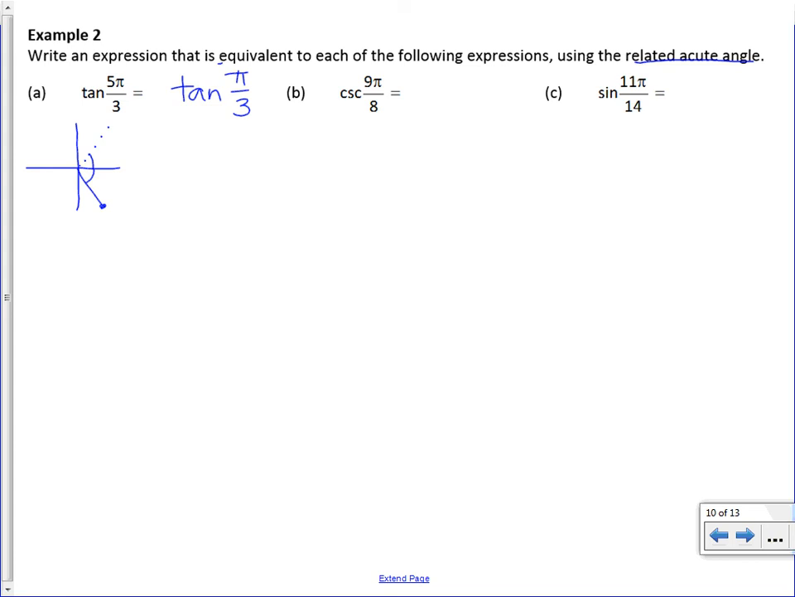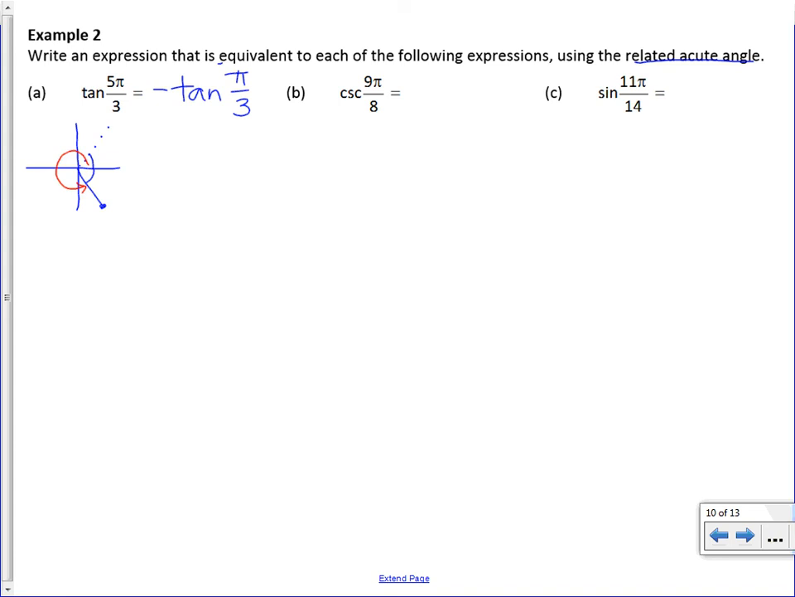So part 2 done. Now part 3 is, the 5 pi over 3 is a quadrant 4 angle. In quadrant 4, tan is negative. So right now, I'm saying a negative number equals a positive number. That's not true. How do I make it true? Put a negative in front. Now it's true. Everyone good? Okay, let's try the next one.